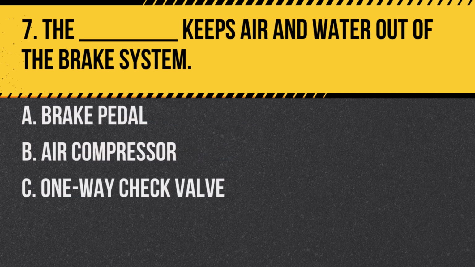Question 7. The blank keeps air and water out of the brake system. A. Brake pedal. B. Air compressor. C. One-way check valve. Answer: C. One-way check valve. It allows air to flow in one direction only.